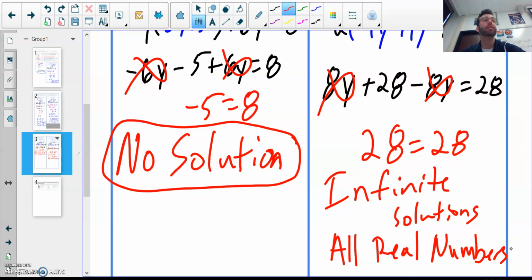All right, and that is solving by substitution. The next one will be solving by elimination. That one's pretty fun, just like all math is fun.